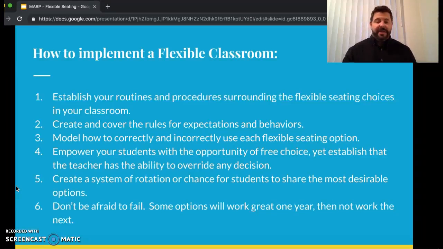Now, the most important part of how to implement your flexible classroom is all about establishing routines and procedures, exactly how to and how not to use all of the seating. And that really comes at the beginning of the year. And you may have to revisit it as the year goes on. But really, it's about creating and covering the rules and expectations and behaviors for your classroom.